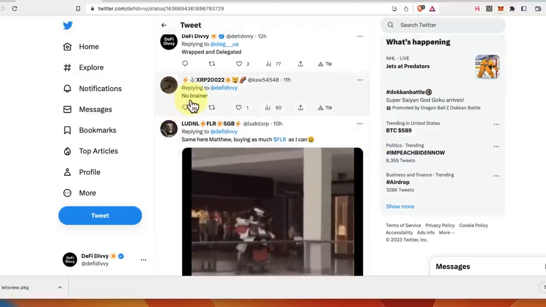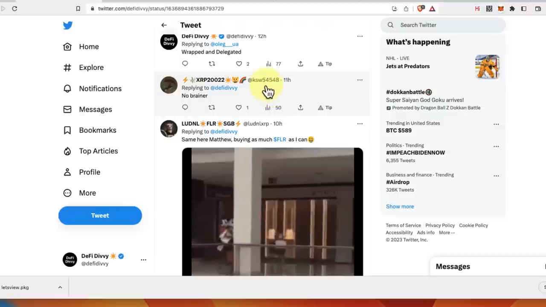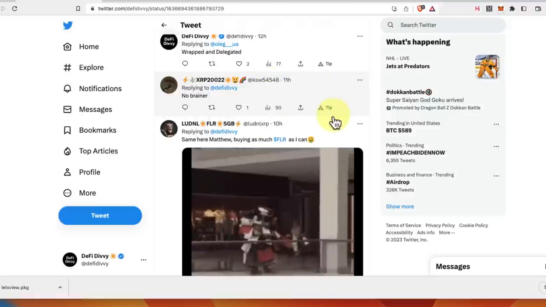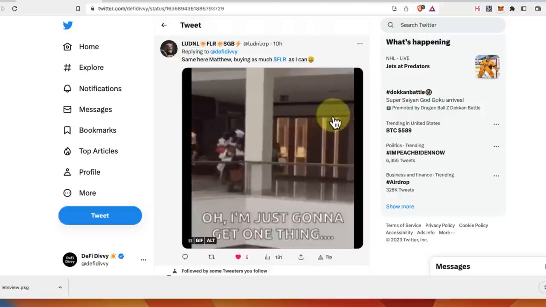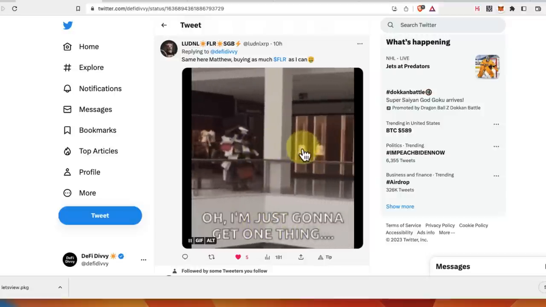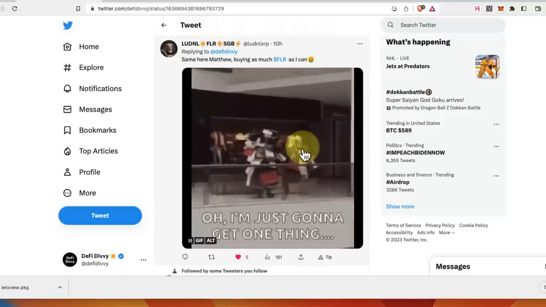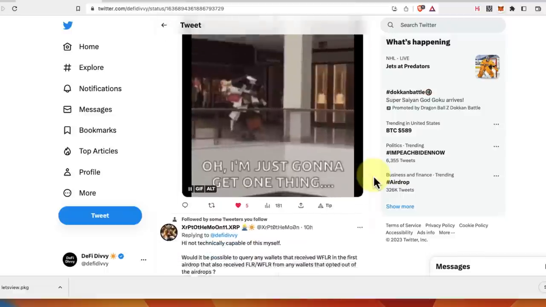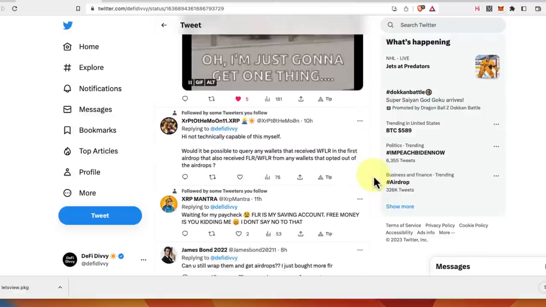This is a good one here, no brainer, from KSW54548. This one from Lud: oh, I'm going to just get one thing. Yeah, I know. I actually wasn't going to buy FLR yesterday, but it happened. Usually I only buy on down days when there's blood in the streets, if you will, sort of like Warren Buffett's old saying. You want to be fearful when people are greedy and greedy when people are fearful. And yesterday the markets were pumping. Bitcoin is doing really well.